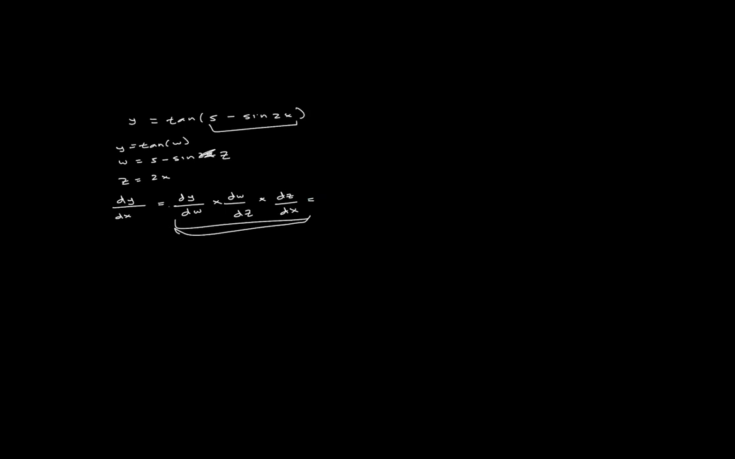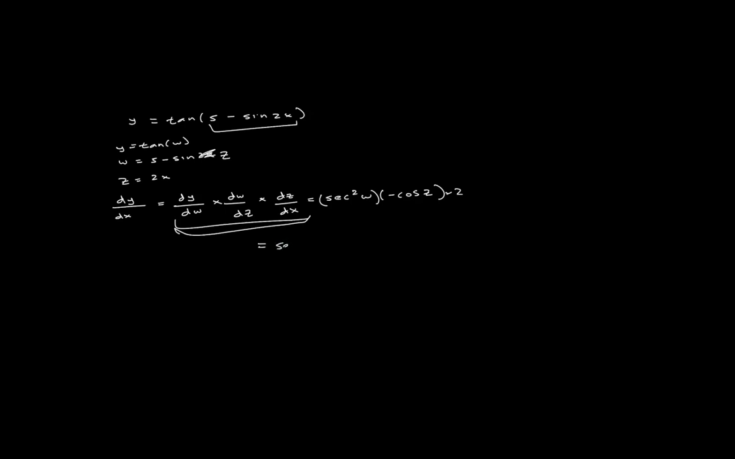So let's calculate dy over dw. The derivative of tangent of w is just secant squared w. Then dw over dz is minus cosine z, so we multiply by minus cosine z, and then dz over dx is just 2. Now let's substitute in our terms for w and z, because we want everything in terms of x.